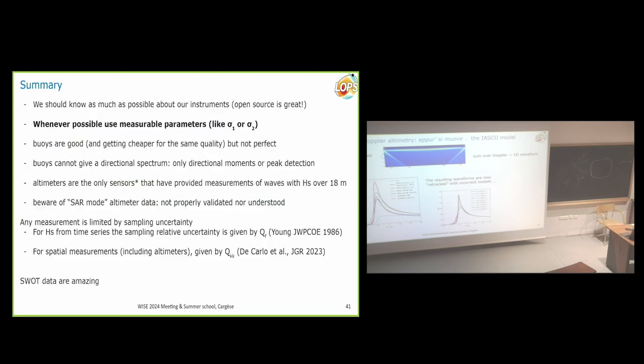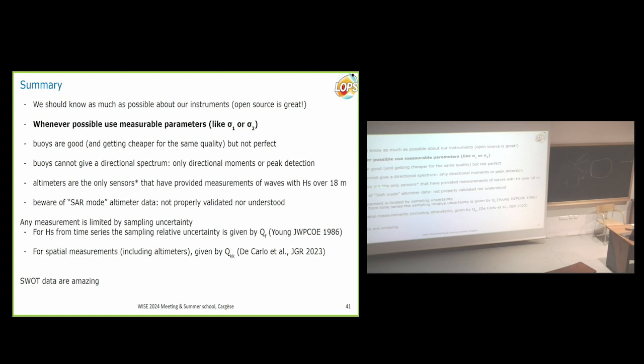So to conclude, we should always know as much as possible about our instruments, even if we're modelers or theoreticians. And having open source processing pipelines is great because you can actually go in and see what's being done. Whenever possible, use measurable parameters for your analysis, for your parameterization. If you want to do a parameterization of dissipation, why use a crazy sigma defined by some crazy stuff which cannot be measured? You might as well use these two.